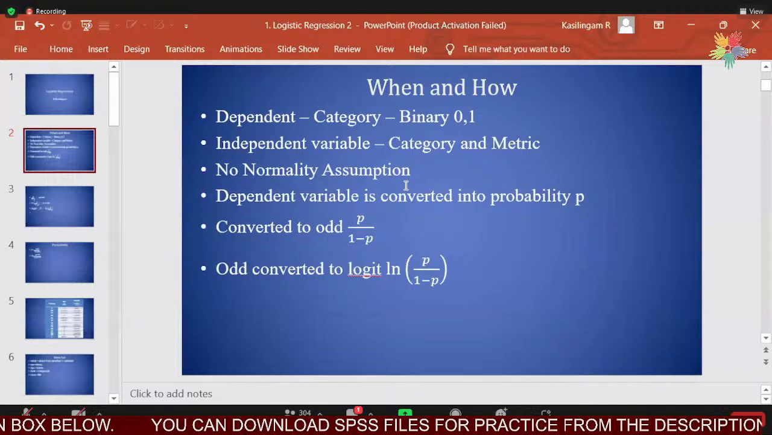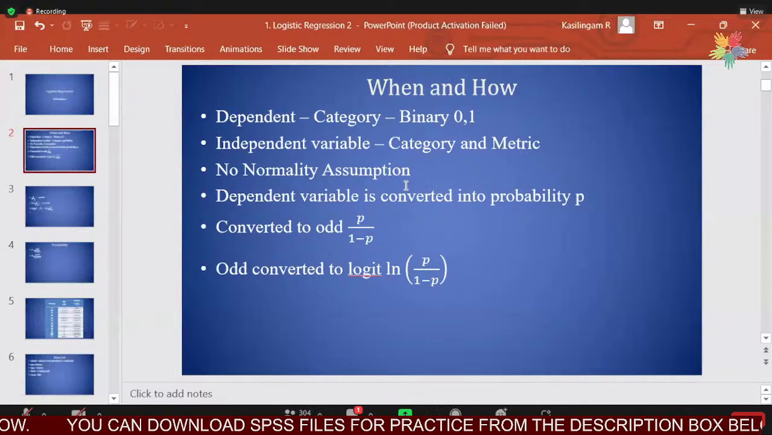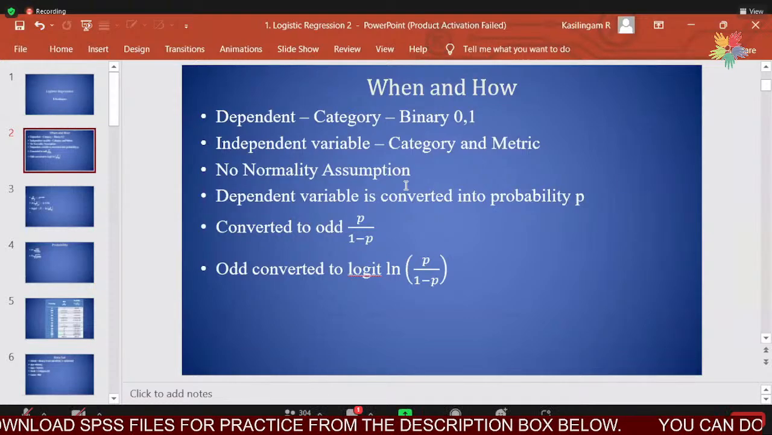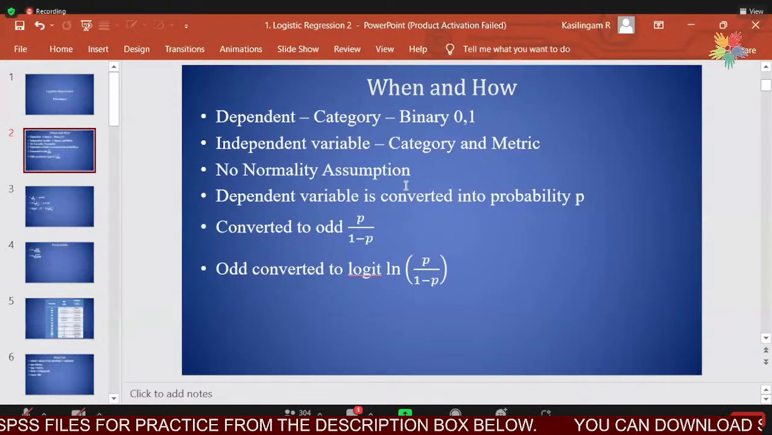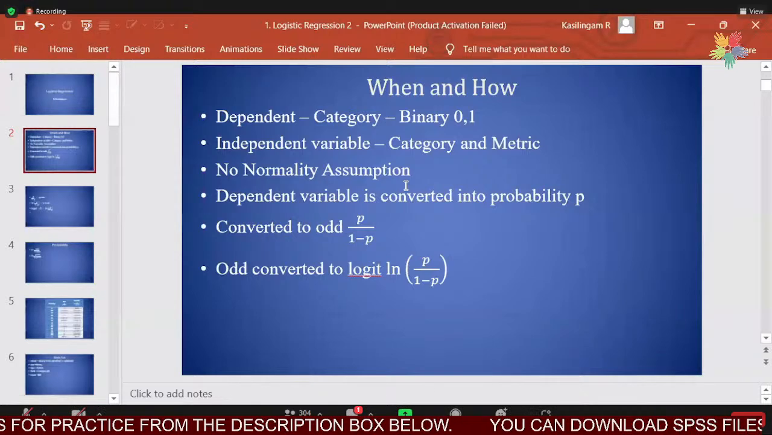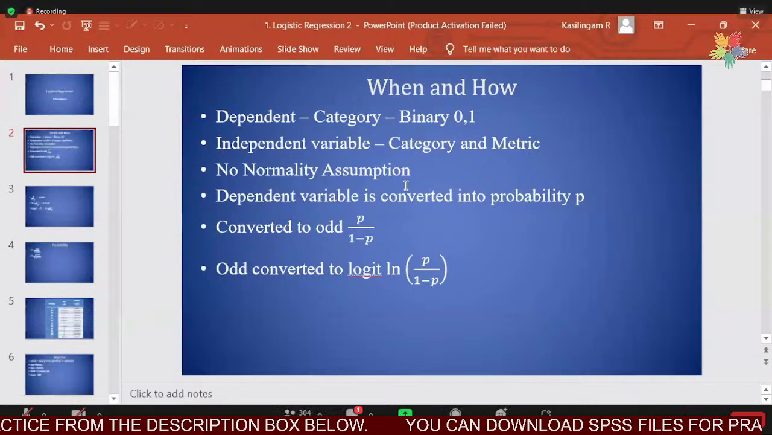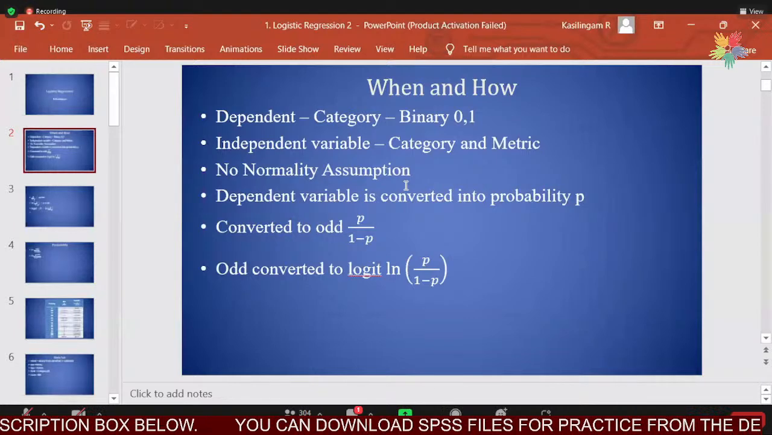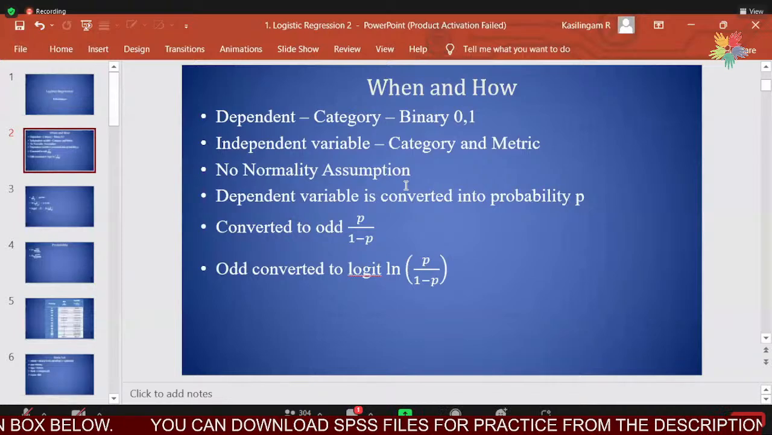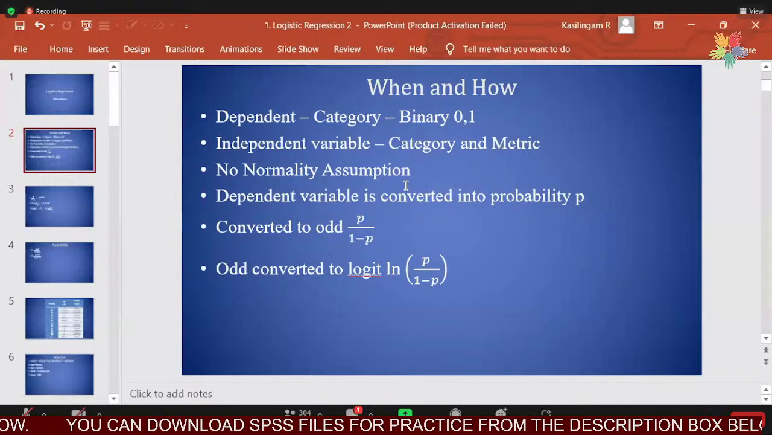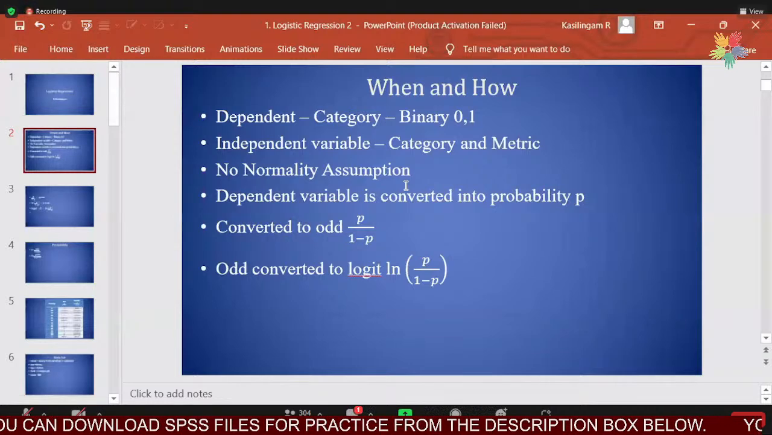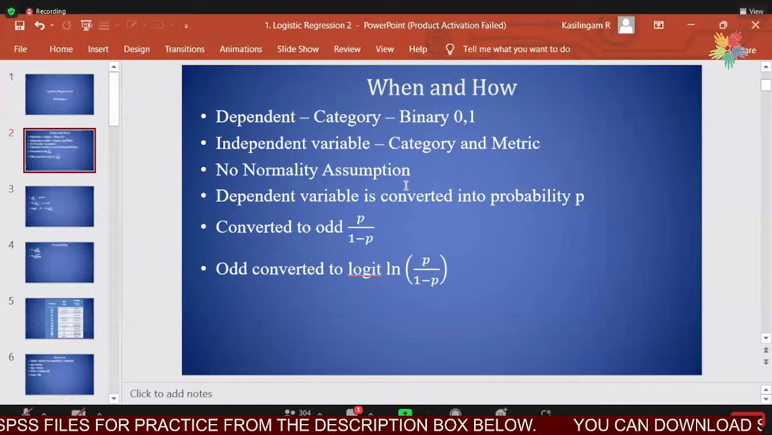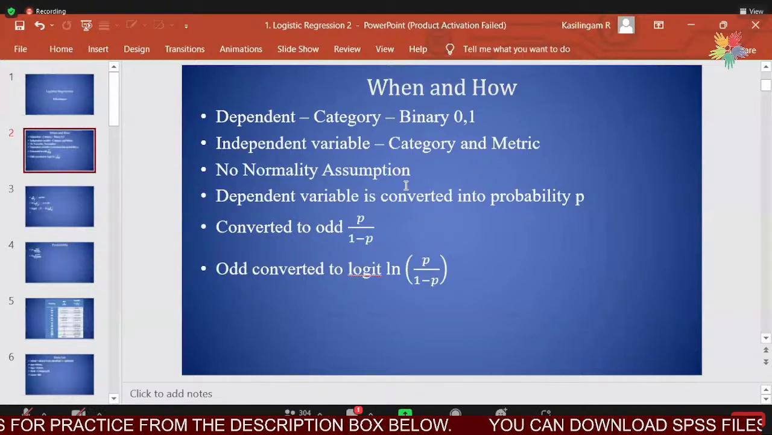Now, my dependent variable is 0 and 1, which means I cannot tell that when there is a one unit increase, this much will increase, because my dependent variable is 0 and 1. So now what to do? My dependent variable is converted into probability.